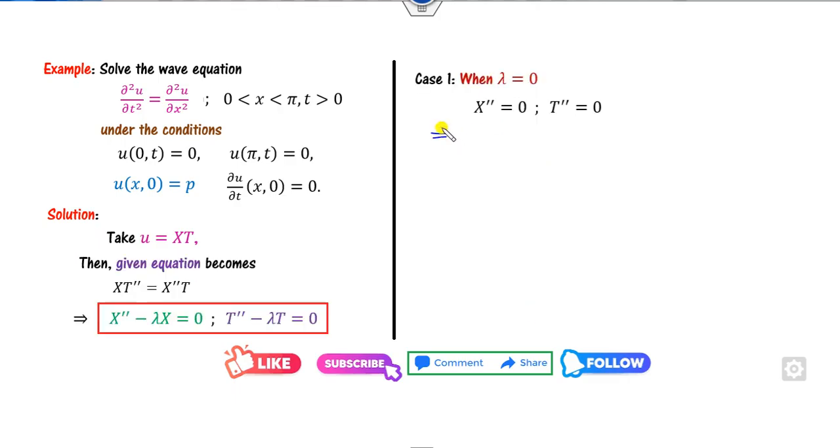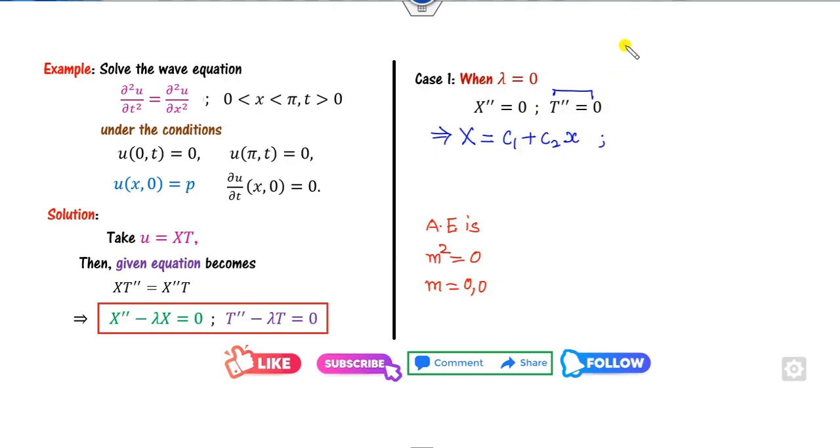Can you find the solution of this equation? Now since this is a differential equation, can you write the auxiliary equation as we explained in our differential equations lesson? That is m square is 0, so m is 0 and 0. So this means X is C1 plus C2 x.